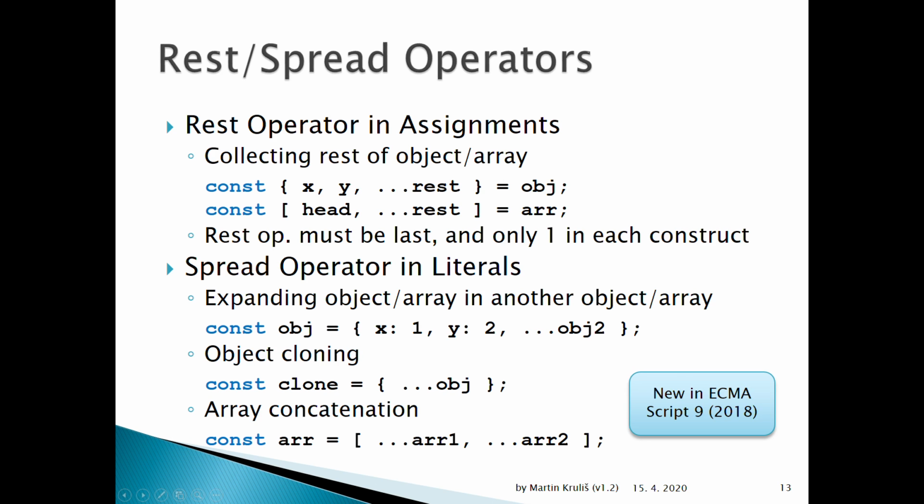Another example is an array concatenation, because unlike the REST operator, the spread operator can be used multiple times in each construct. So in this case, this array will hold all the items of the first array concatenated with all the items of the second array. So this is kind of the shortest way how to write an array concatenation.